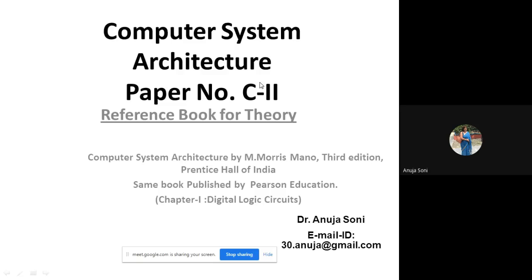Now I'm going to start. So this is the title of your paper, Computer System Architecture. And if you talk about the book, this is your reference book that you have to follow from the exam point of view, Computer System Architecture.